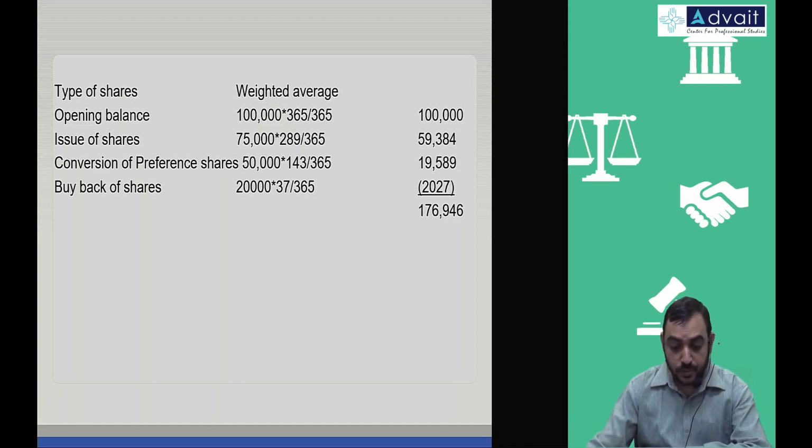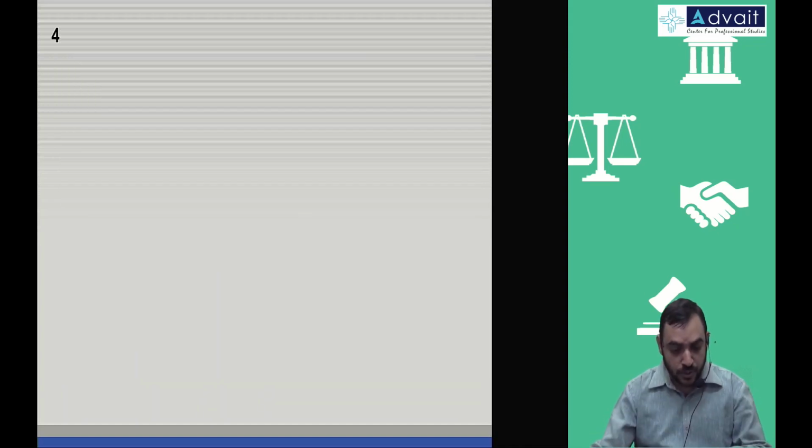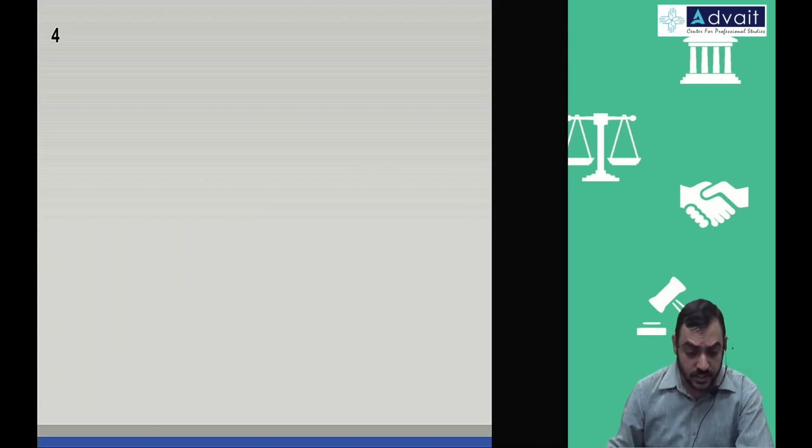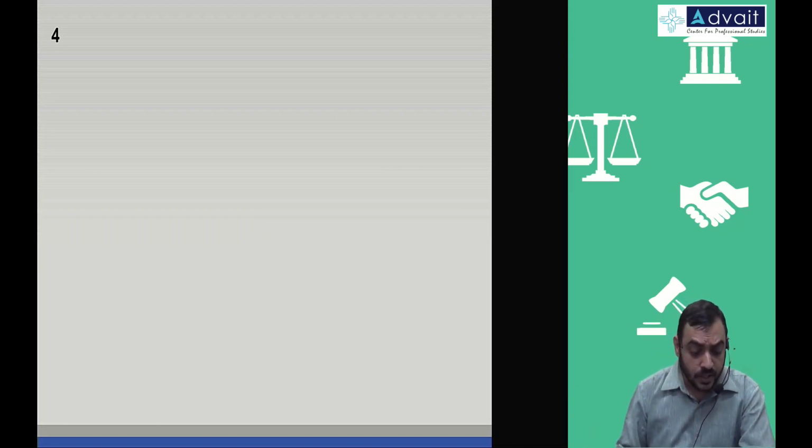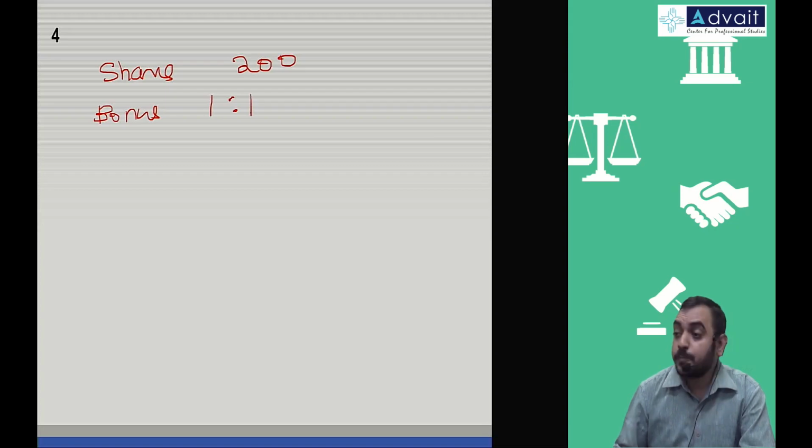Okay, that is question number 2. For question number 4, it is bonus shares. But before bonus shares, let me give the logic of why that number of shares is to be taken from the beginning, and then we look at that problem. Suppose assume your share price is rupees 200 and bonus is issued in the ratio of 1:1.